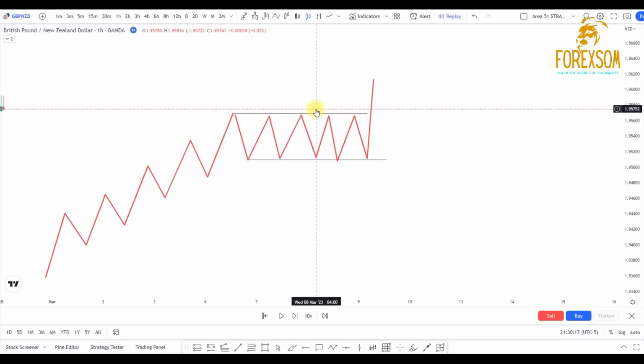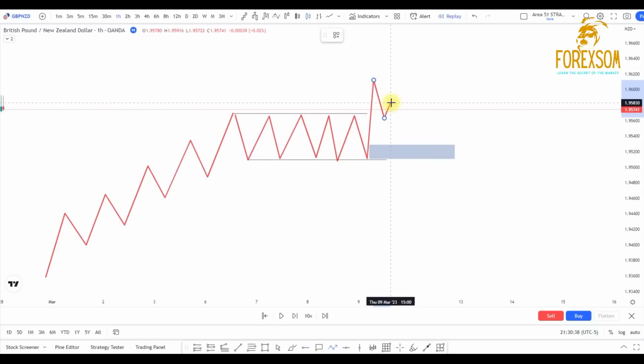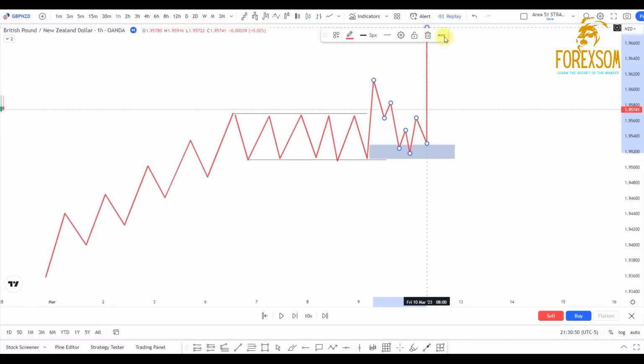Once it breaks the Asian session high, we're going to go to the 5 minutes or the 3 minutes and find the last order block or the last demand zone that caused the break of this structure. So we're going to go ahead and mark the demand zone. Once we mark the demand zone, we're going to wait for the price to come back to the area, create a little bit of liquidity, tap on the zone that we marked, and then wait for a change of character. After that, we will execute a trade targeting the 4-hour zones.